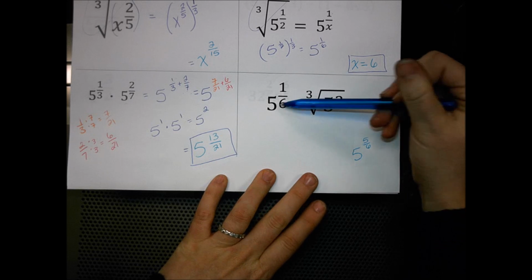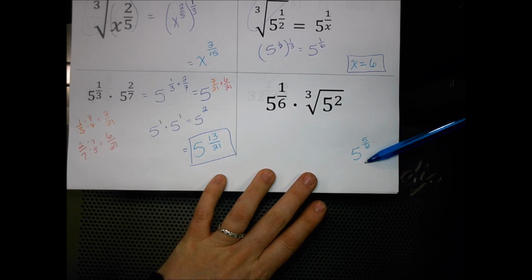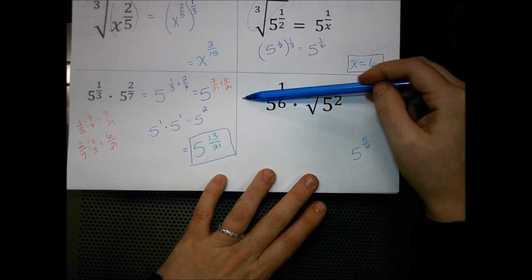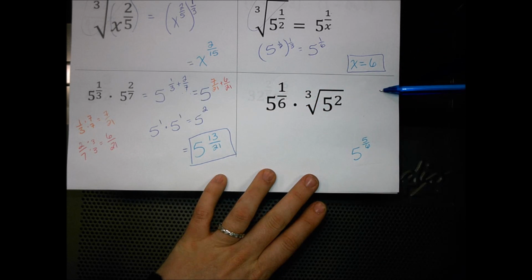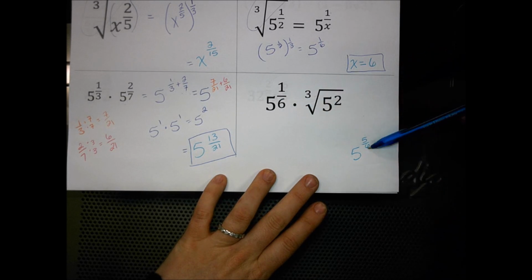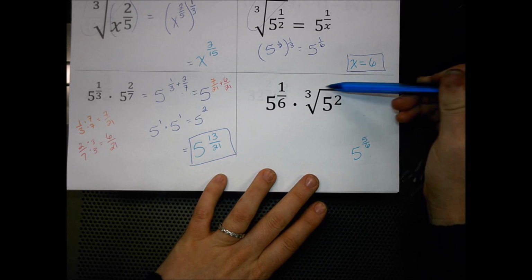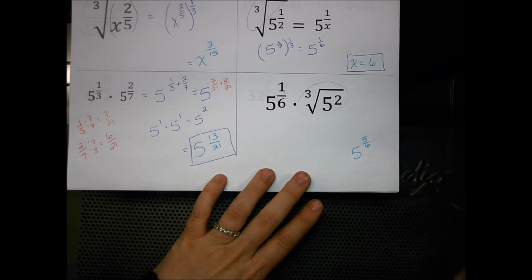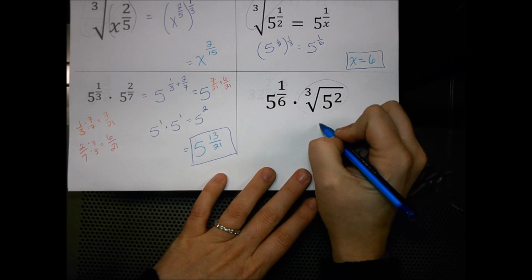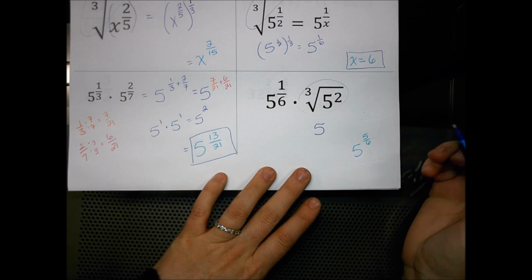All right, now, notice my answer's in exponential form. So what do you think I did up here? Did I change the first one to radical form? Probably not, right? This is an exponential form. My answer's in exponential form. What am I going to do? Change the second one to exponential form. So this is 5 to what power? 2 to the 3rd. Good.